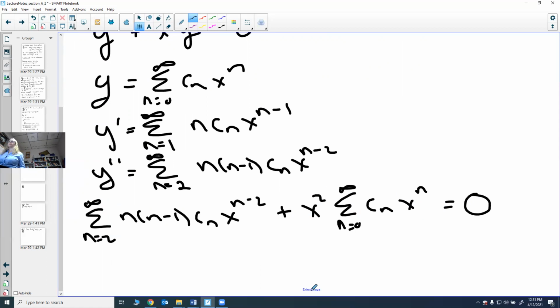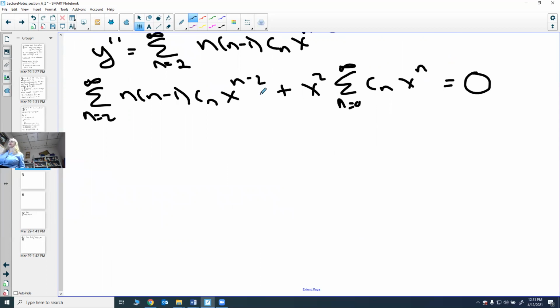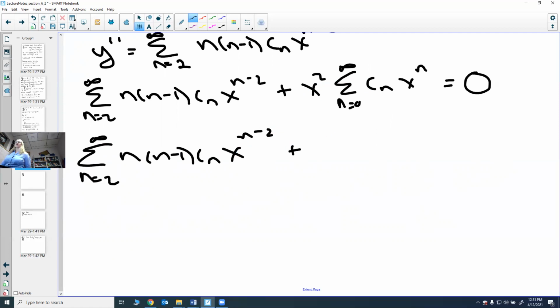So now what we have to do is we again want to have these both have x to the n. So we're going to do some work to get these both to x to the n. But one thing I want to point out is this one has an x squared in front of it. We can bring it inside the summation because it doesn't involve n. So we end up with n equals 2 to infinity of n times n minus 1 c sub n x to the n minus 2 plus the summation n equals 0 to infinity of Cn x to the n plus 2. When you bring it inside, you just add them.